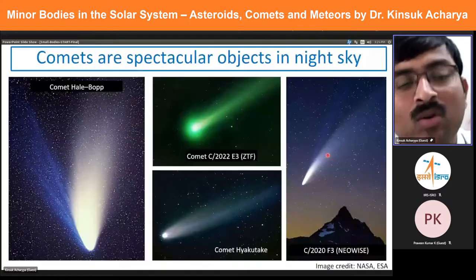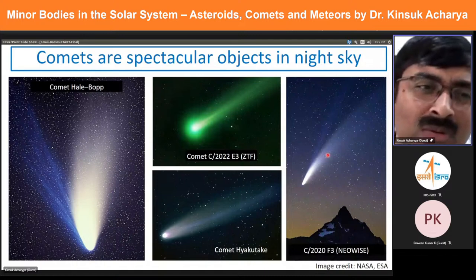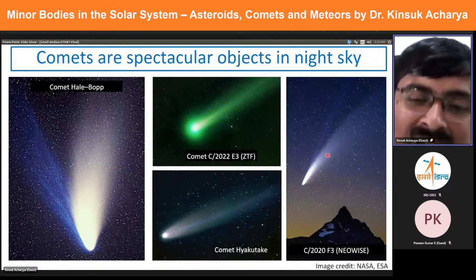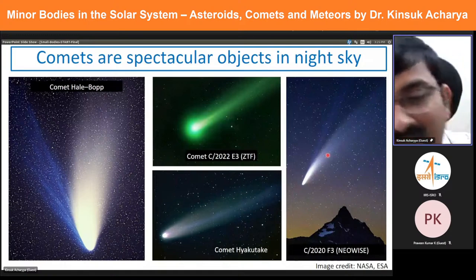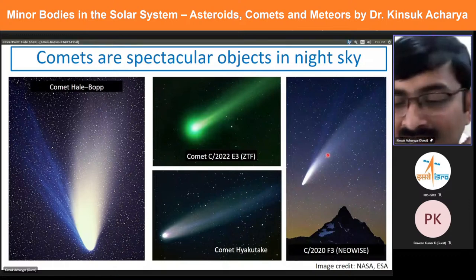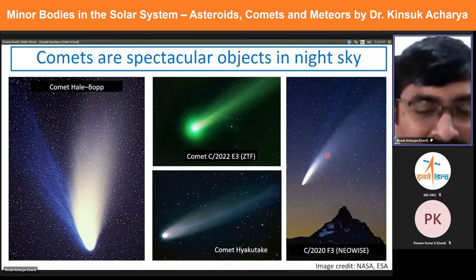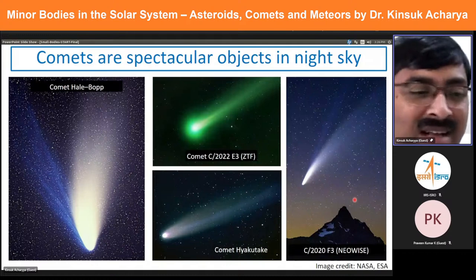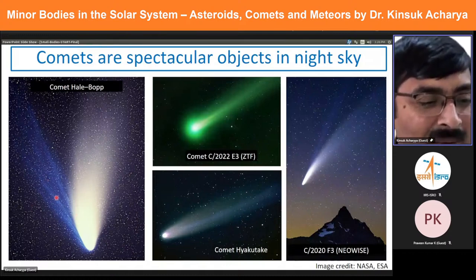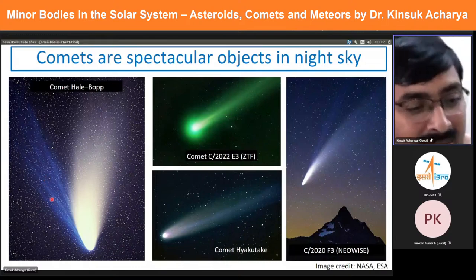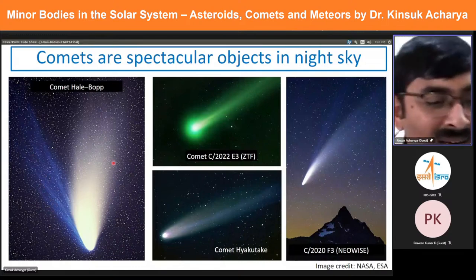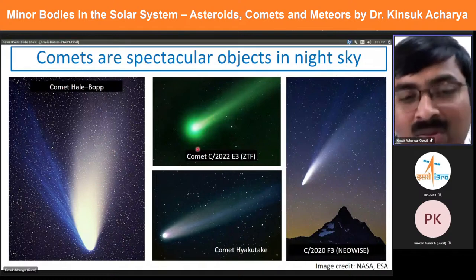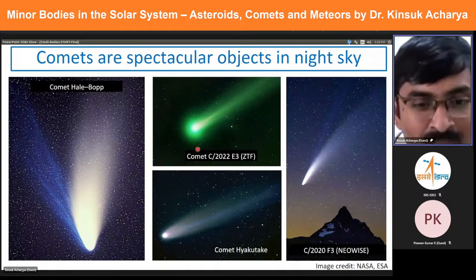So I already talked about how comets are icy balls, and they are also spectacular objects in the night sky. If you have a hobby of photography, anytime a comet comes in the sky, photograph them. They are wonderful, very beautiful objects. So here I have shown pictures of some of the great comets. One thing I want you to notice is this comet Hale-Bopp. It has a bluish tail, which I will come to, and this whitish region. Then there is a green comet. So you can see some of the comets are very spectacular in their color also.